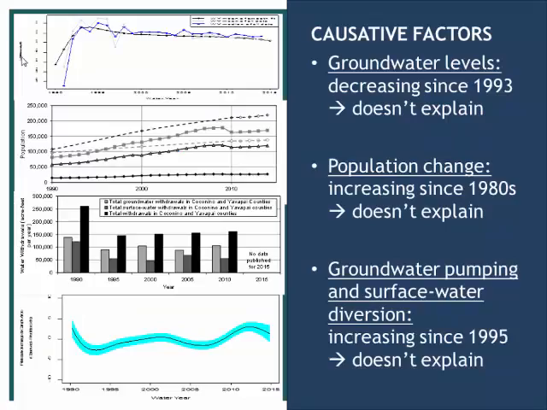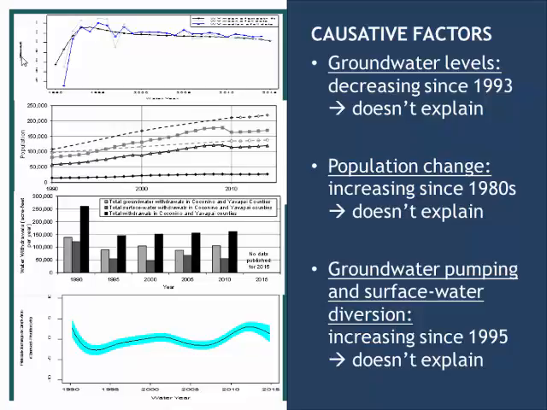What we're currently doing is trying to understand what's happening. Is that because of flow conservation projects? Is that because of differences or changes in water uses or land uses? We don't know yet, and we've started to explore groundwater changes, population changes, water use, pumping, and so forth. And so far, what we found is none of that explains it.